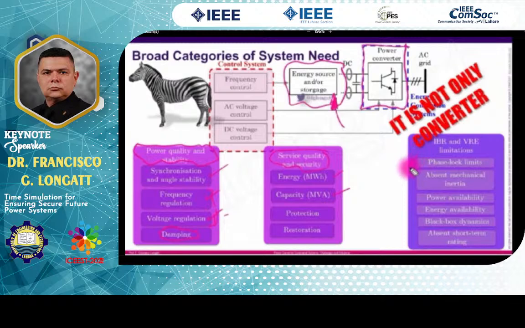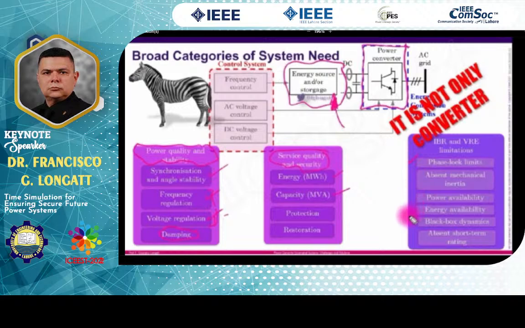For instance, if you are using the old technology that we call the grid following converter, it requires a synchronization mechanism. And this synchronization mechanism is attached to what we call the phase lock. The phase lock has been around for many decades. However, it's a technology that has some limitations.